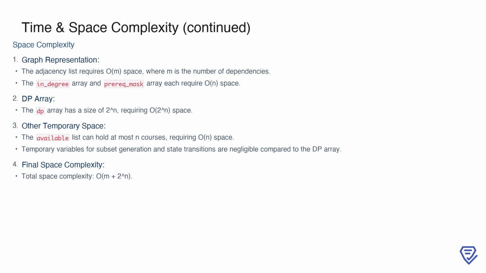Beyond this, we use temporary space such as the available list, which holds up to n courses, requiring n space. Temporary variables used during subset generation and state transitions are relatively insignificant in comparison to the dp array. Summing these components, the overall space complexity of the solution is m plus 2^n. This balance of space usage ensures the solution remains feasible for moderate values of n.